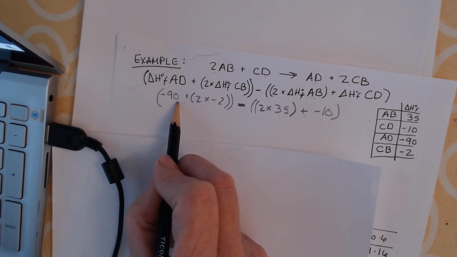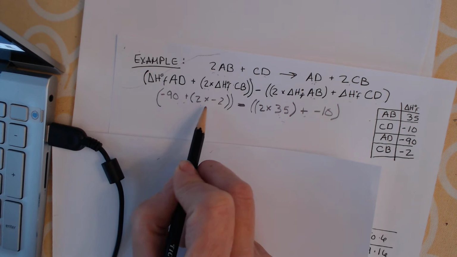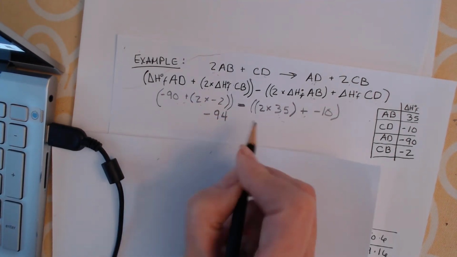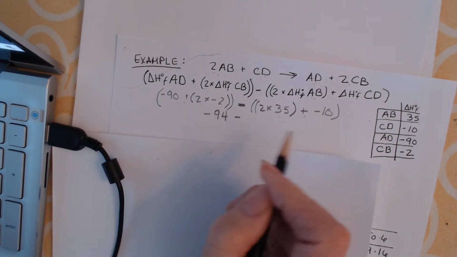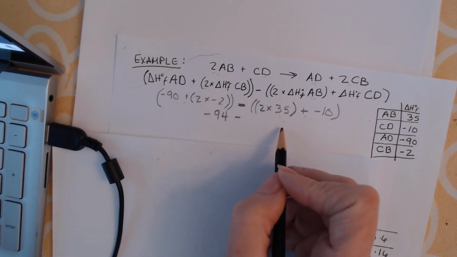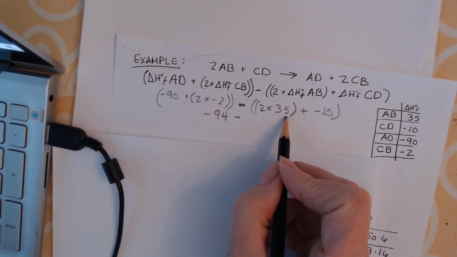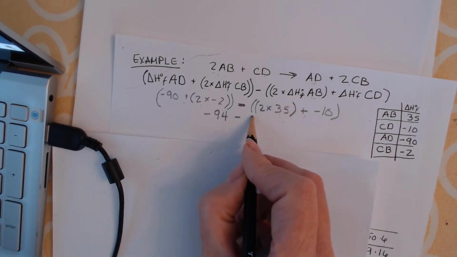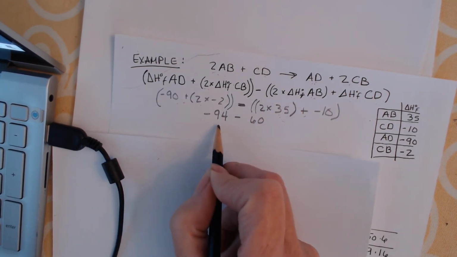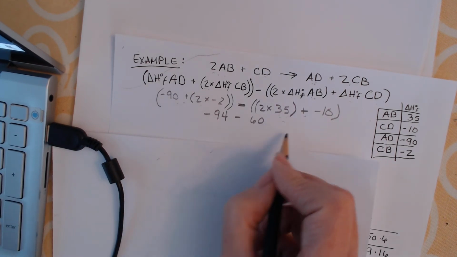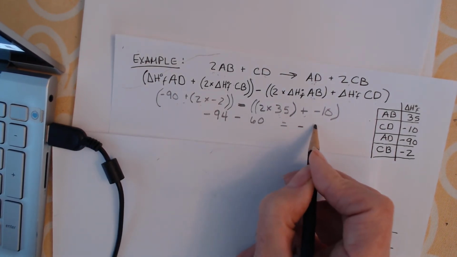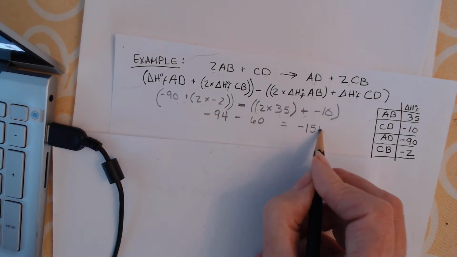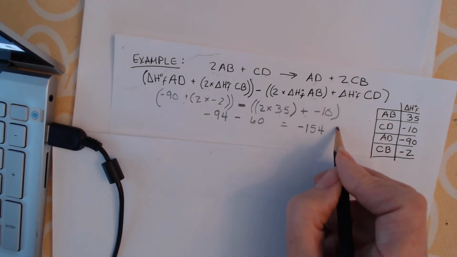So negative 90 plus negative 4 is negative 94. It's sort of weird to start off with a negative 94, isn't it? Minus 2 times 35 is 70. Okay, 70 minus 10 is 60. So negative 94 minus 60 equals negative 1... whoops, I did that again. 154. Okay, and that's going to be joules.